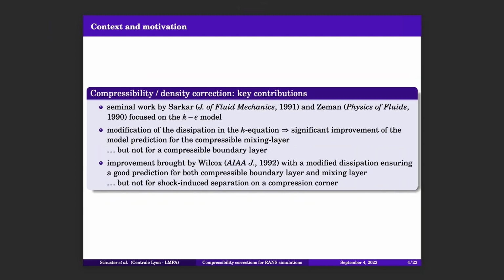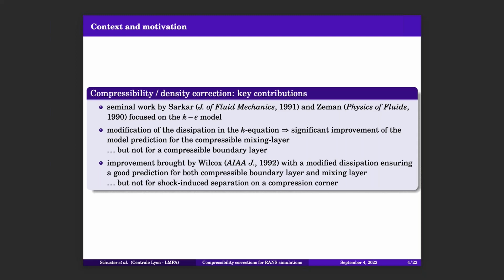So regarding how to properly take into account compressibility or density effects in a turbulence model, we have, of course, the seminal works by Sarkar and by Zeman, which at the time were focused on the K epsilon model. The key idea was actually to modify the dissipation in the K equation. And this was shown to bring significant improvement for the compressible mixing layer, but not really for a compressible boundary layer, actually.